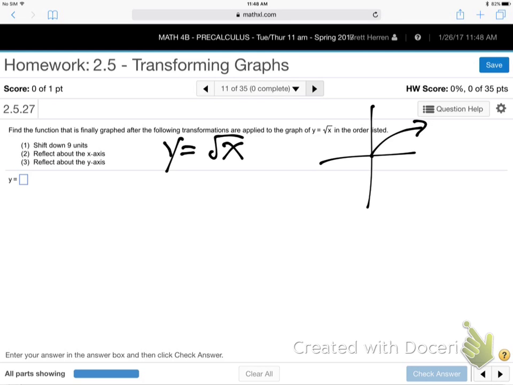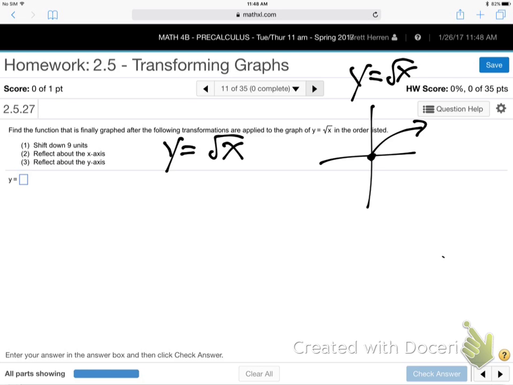Y equals the square root of x. He's the only one that only goes one way. He stops and does not go left. Why not? All the rest of the graphs go left and right, left and right, left and right. Why does this one only go to the right? Because you can't put negative numbers in the square root, right? Square root and negative numbers are imaginary, aren't they? So you can't plug negative x's in here. He only allows 0 and positive. Okay, so there's the original.